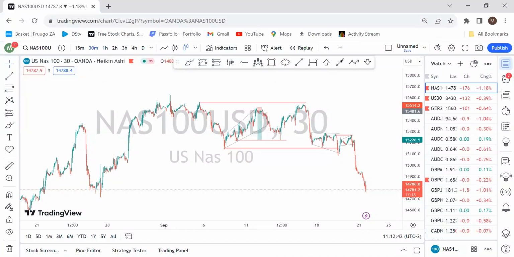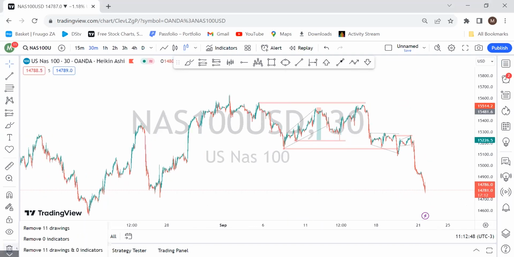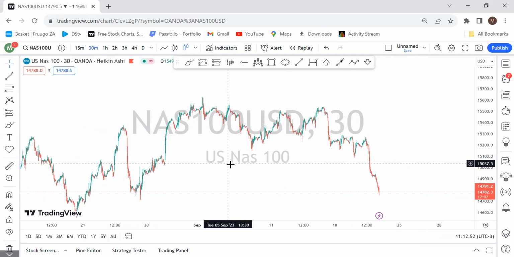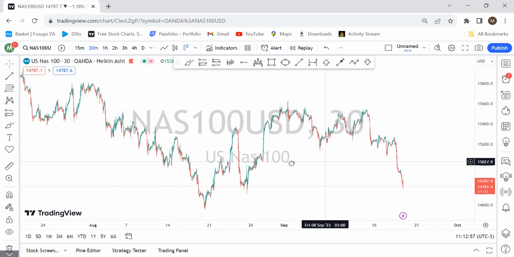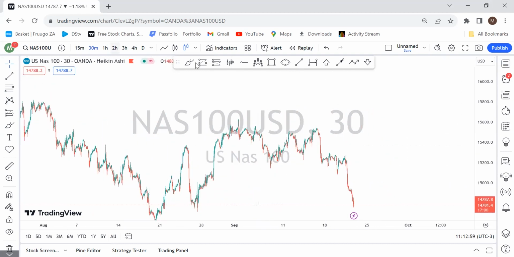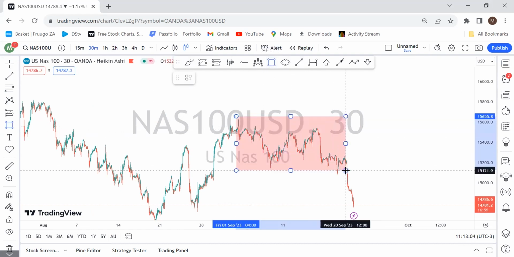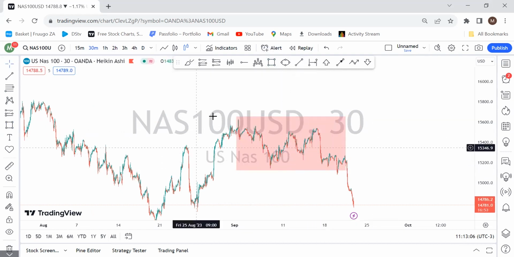So I sold NASDAQ, and in this video I'll be explaining how I got the sell. So this is the sell that I'm talking about, this huge drop right here. Let me just erase everything and start from the top. So as you can see, this is the 30 minute time frame, and I'll be analyzing in this time frame. So we'll be looking at this part of the market.